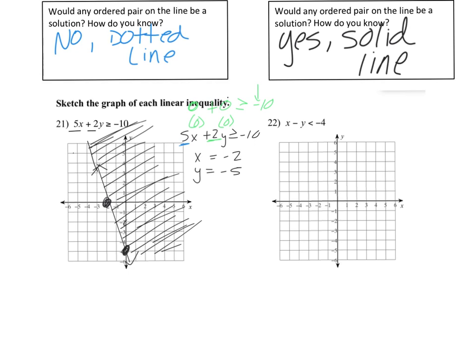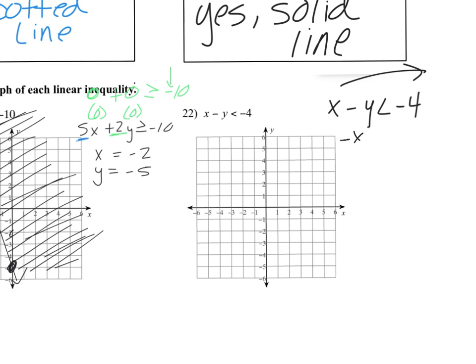Number 22, I'm probably going to go ahead and convert this one because those negatives make me nervous. So I'm going to move that x over to the other side by subtracting x from both sides. So I'm left with negative y is less than negative x minus 4. I have to divide everything by negative 1 to get y isolated.